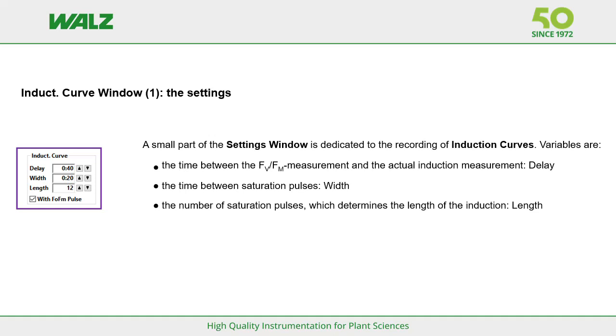The third parameter is called length, which refers to the length of the measurement, and which is defined by the number of saturation pulses applied during the actual induction process. The default value is 12, which means 11 times 20 for the 12 pulses of the induction process and 40 seconds of the F0 and FM determination. This adds up to 260 seconds, plus a few seconds at the beginning and the end of the measurement.